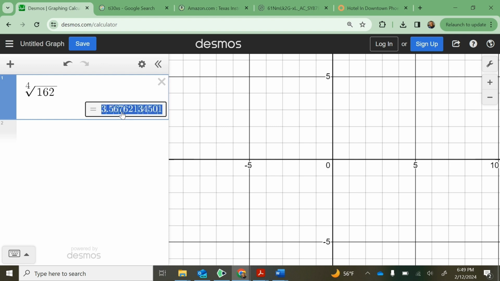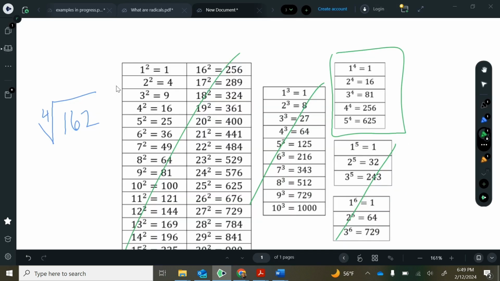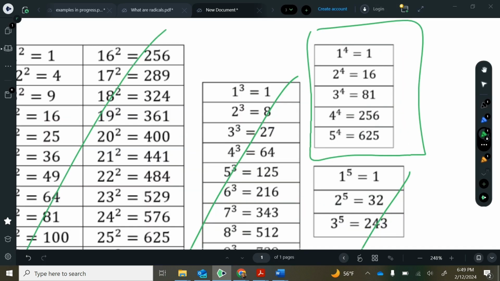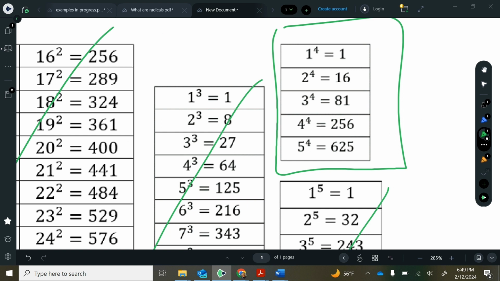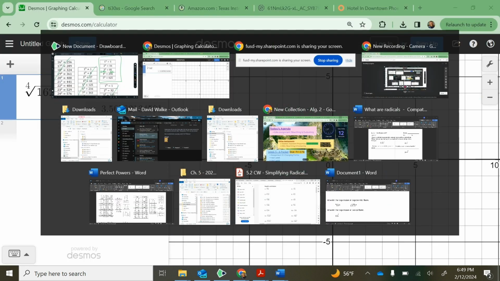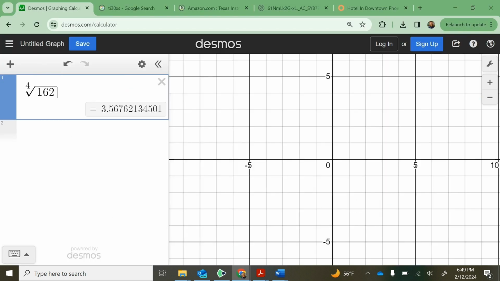You know what? That should kind of make sense because look at this. This is about 3.5. If you look over here on this list, 162 would be right here, 162, in between 81 and 256. So it makes sense that its fourth root is in between 3 and 4. 3.5, what was it, 67? I'm just going off memory. 3.567. That's going to be our answer, but let's not forget to round.